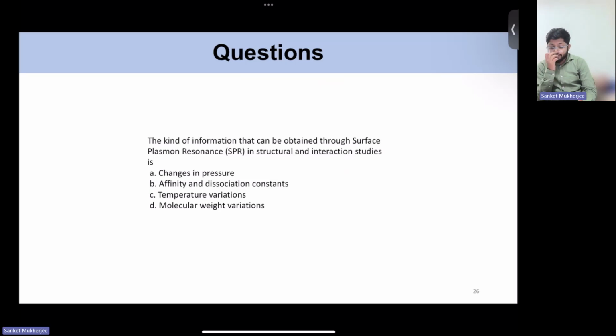The kind of information that can be obtained through surface plasmon resonance in structural interaction studies is changes in pressure, affinity and dissociation constant, temperature variation, or molecular weight variation. So we can actually figure out affinity and dissociation constants. Temperature variations cannot be figured out. And molecular weight variation, for that, you need something called gel filtration chromatography.